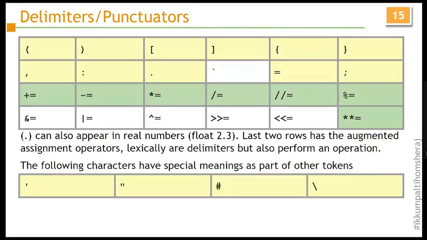One dot operator you can see while putting the name of the function and then the name of the module. So you write a dot b bracket something. Another, you see the dot operator present as part of floating point numbers also. So that is not a delimiter at that particular point of time. The last two rows which you see here have augmented assignment operators. Lexically they are delimiters, but they also perform an operation because they are going to turn into Python shorthand operators.